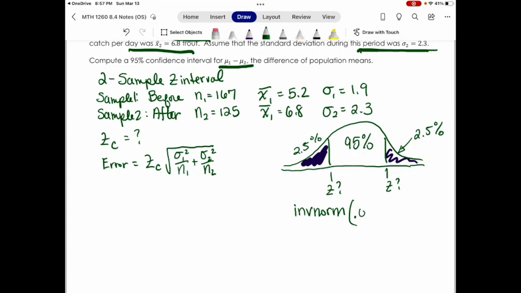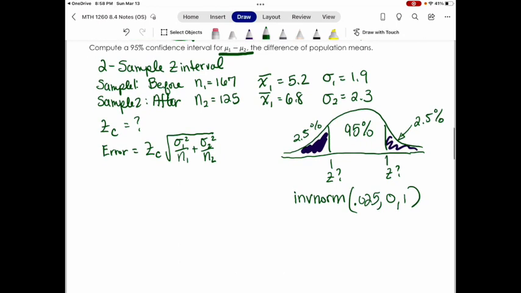So when I use inverse norm, I'm going to put 0.025 and 0 and 1 for my mean and standard deviation for our standard normal distribution. What we're going to get when we put that in on the calculator is negative 1.96. So which means on this side of the interval, it's negative 1.96, and then on this side is 1.96. So our Z critical is going to be 1.96.